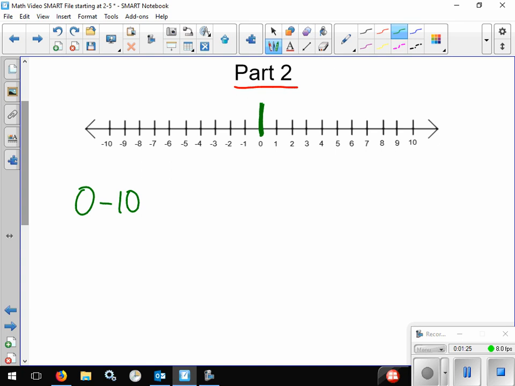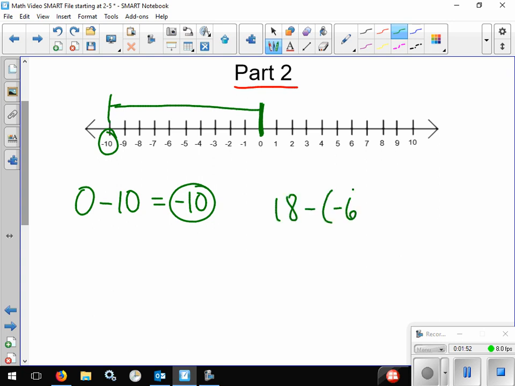So here we are. We're at 0, that's our first number, and we're going to subtract 10. And the answer is negative 10. That's how you subtract something from nothing. You get in debt. You are in debt. And that's very sad. Okay, so what about 18 minus a negative 6?